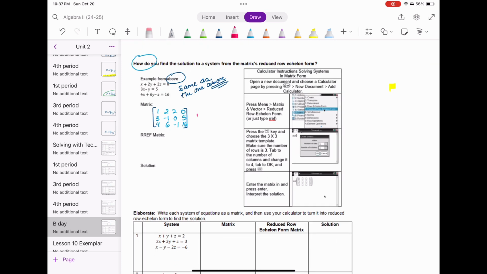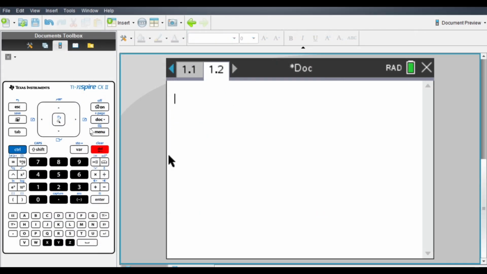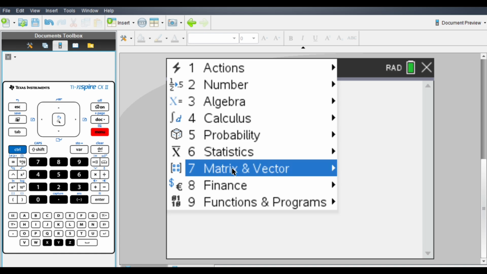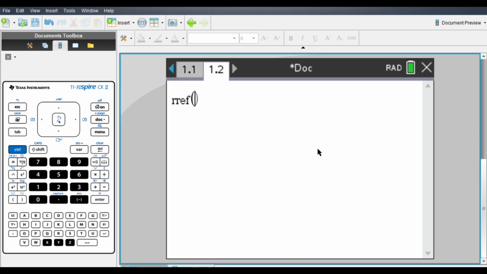Now let's put this matrix in the calculator so that we can get our answer. So you're going to open the calculator, then click menu, number 7 matrix, and then number 5, reduced row echelon form, or RREF for short. You can also get there by just typing the word RREF and then putting parentheses.